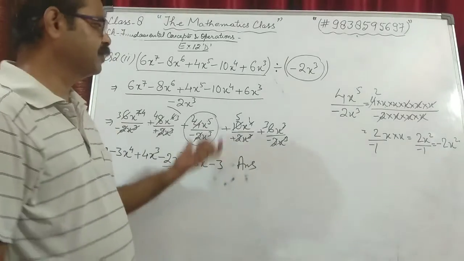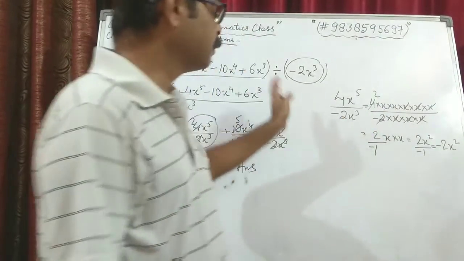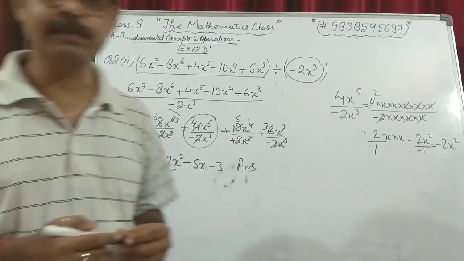And that is why we are getting minus 2x square over here. So similarly, if there is any problem in understanding, you can just expand all these polynomials and simply divide, you will get the value. Now we move on to the second part.